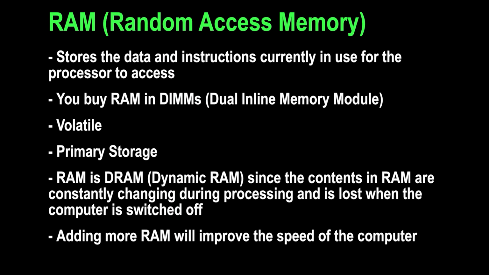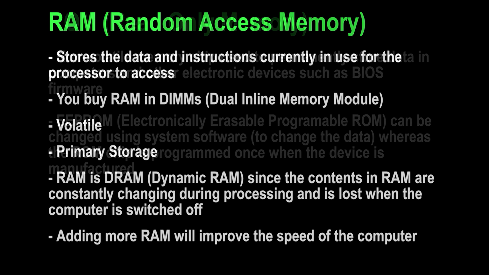RAM, Random Access Memory, stores the data and instructions currently in use for the processor to access. You buy RAM in DIMMs, Dual Inline Memory Module. It is volatile and known as primary storage. RAM is DRAM, dynamic RAM, since the contents in RAM are constantly changing during processing, and is lost when the computer is switched off. Adding more RAM will improve the speed of the computer.